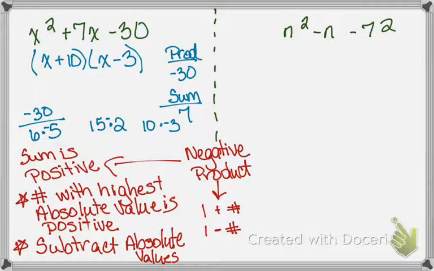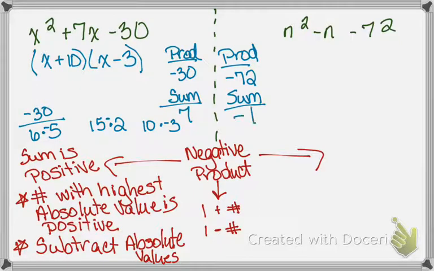Okay, so right here, in this situation, n squared minus n minus 72, what's my product? Negative 72. Okay, what's my sum? Negative 1 is my sum. Even though there's not a 1 written in front of that n, it's negative 1. Okay, so now my sum is negative.